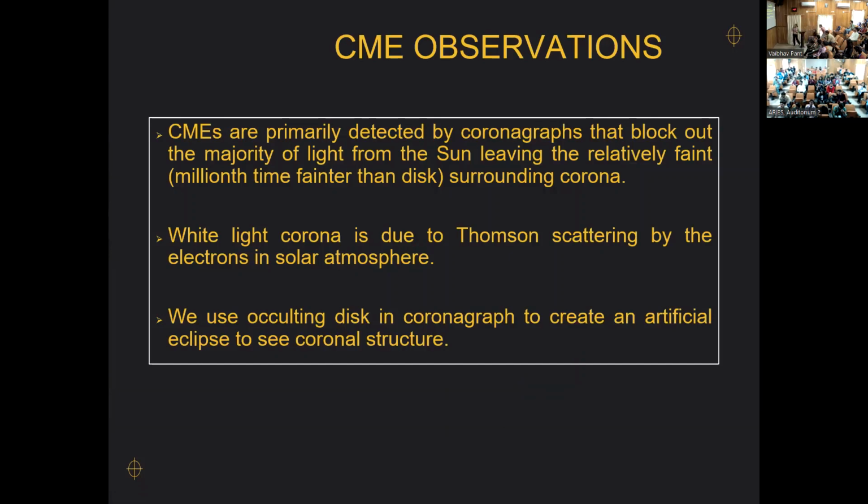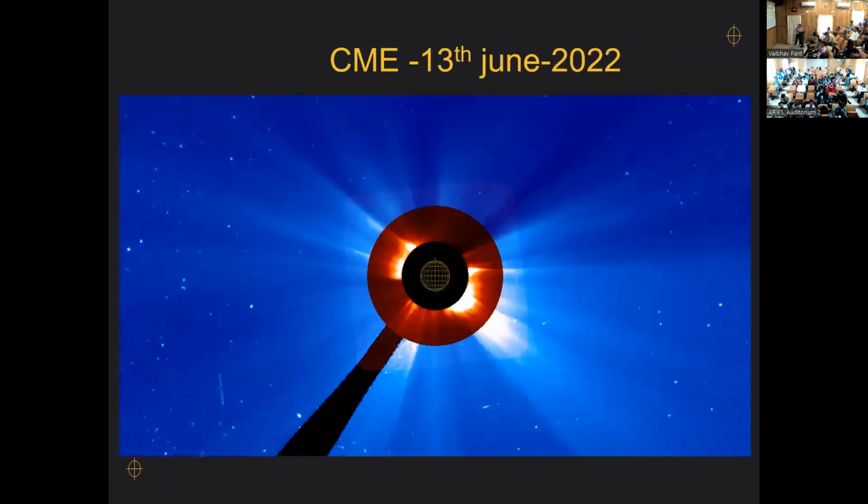We talk about the CME observation. CMEs are primarily detected by coronagraphs that block out the majority of light coming from the Sun. The white light corona is due to Thomson scattering. We have to detect the CME at a particular angle, and the three parts of the CME.